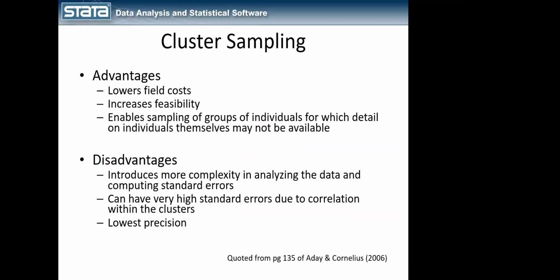Okay. Now, this has some advantages, the main one being that it lowers field costs and it increases feasibility. Simple random samples, as I mentioned before, can be incredibly costly and logistically just not feasible. So it enables sampling of groups of individuals for which you may not have detail for the individuals themselves. You may know the size of the population of Montana, but you don't have a list of every individual in Montana. But you know the total number of people, and you may know the households or something like that. Now, there are some disadvantages.